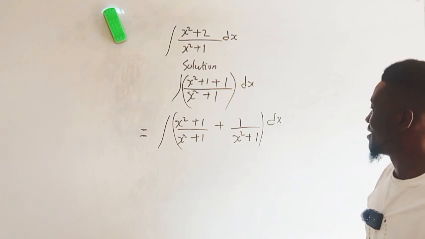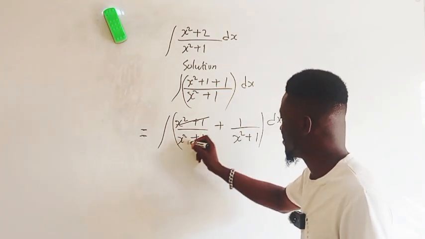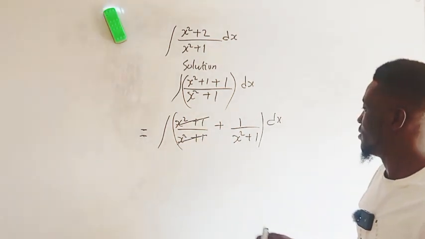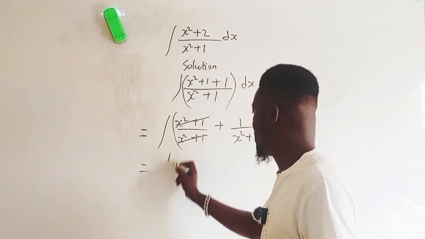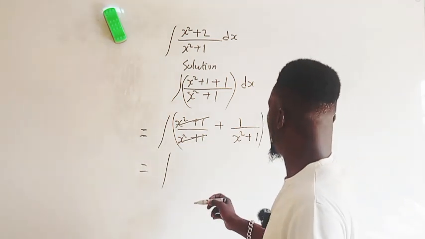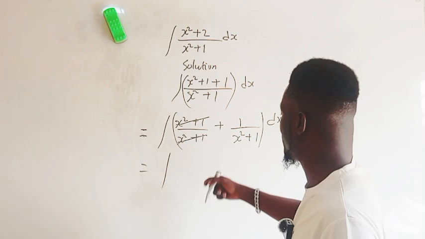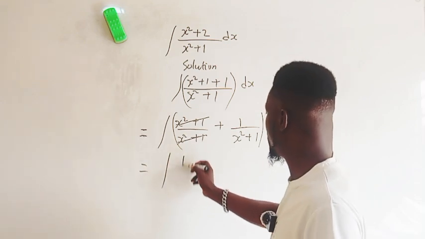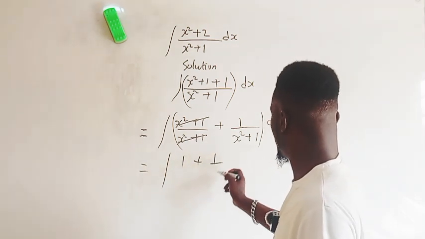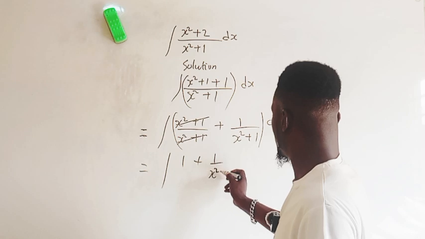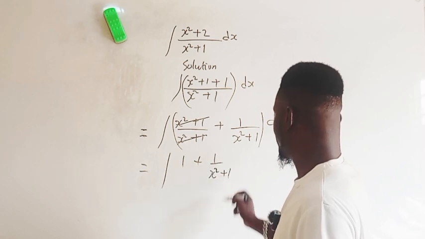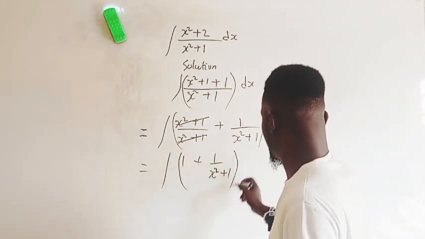So with that understanding, I can say this cancels this, right? So in that instance, I can easily say my integral, since both numerator and denominator divide themselves, this is 1 plus 1 over x squared plus 1, everything dx.